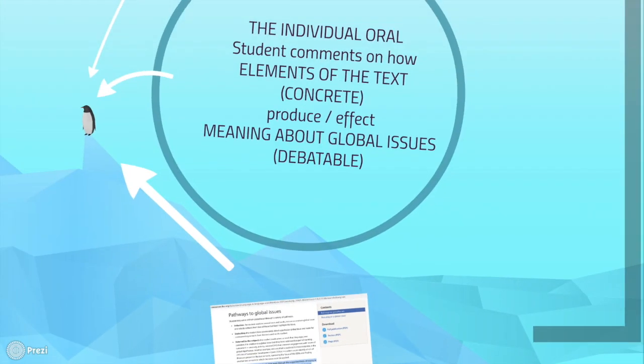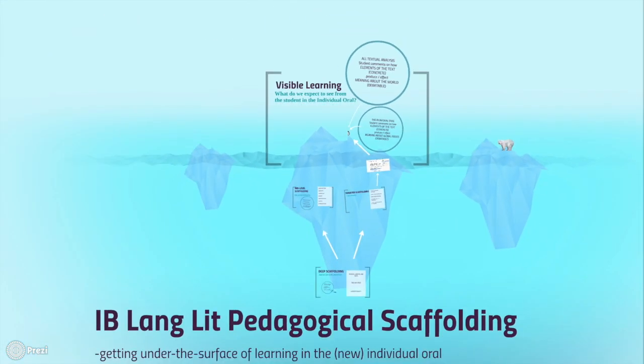And then it's a pretty direct line from here to the tasks that we're asking of the students, to comment on how concrete elements of the text produce or affect meaning about the global issues. So yeah, hopefully that's been helpful in getting under the surface of learning in the new IO. I'll post a link up to both the Prezi and the scaffolding in the TSM.